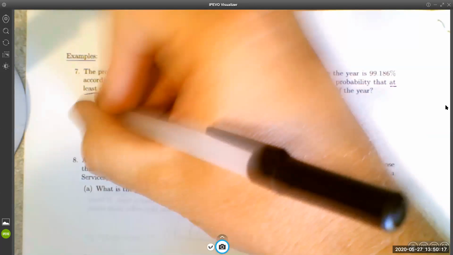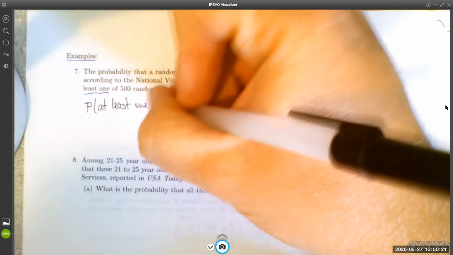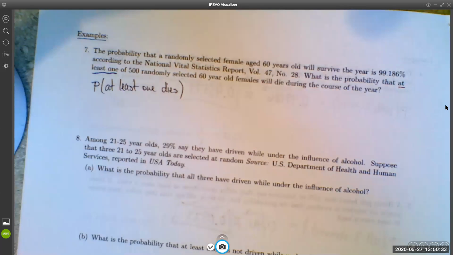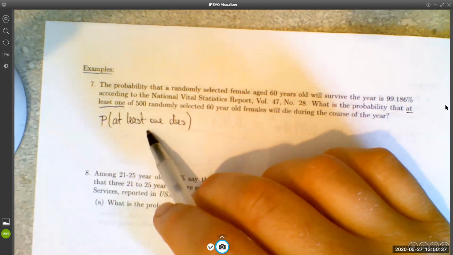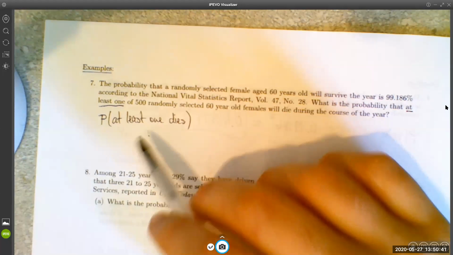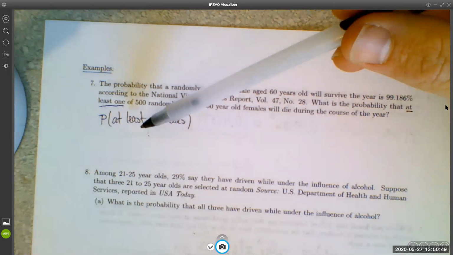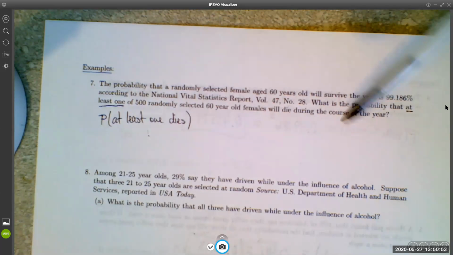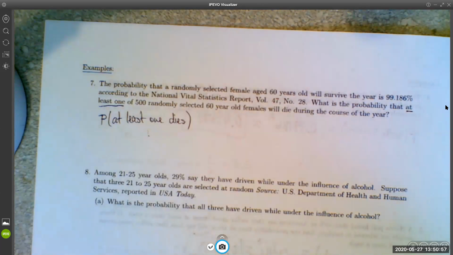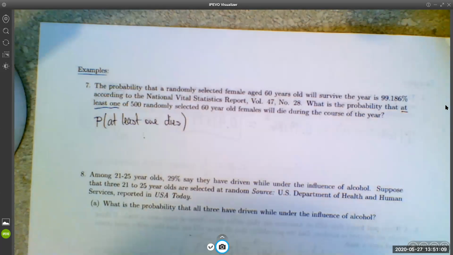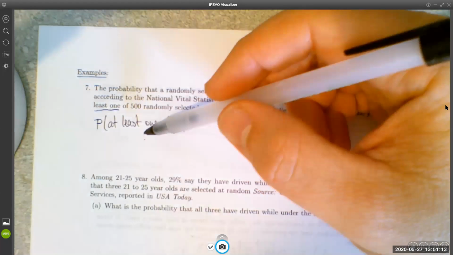So the probability that at least one dies, well, let's think about that. At least one of the 500 means that we're looking at the probability that exactly one dies, or that exactly two die, or exactly three die, or exactly 4 or 5 or 6, all the way up to 500. If we were to do that using the addition rule, because those are all "or" probabilities, they would all turn into additions, we'd have to compute 500 probabilities and add them up, and we'd be here all day. So rather than do that, let's use the complement rule. The complement of at least one is none.